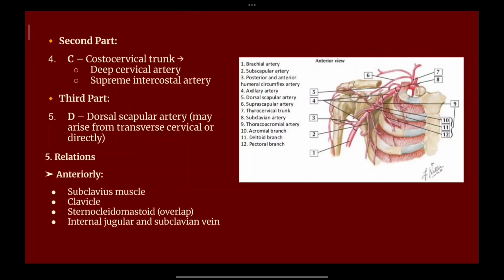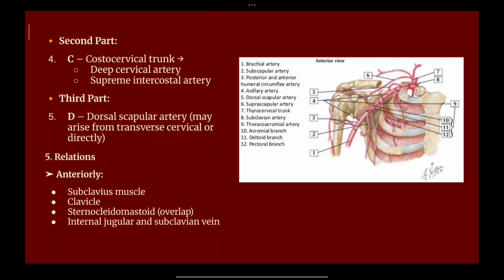Now, the second part of the subclavian artery gives the costocervical trunk. This gives the deep cervical artery and the supreme intercostal artery as well. So these are the two different branches. Now the third part, which gives the dorsal scapular artery, may arise from the transverse cervical or directly from the subclavian artery.